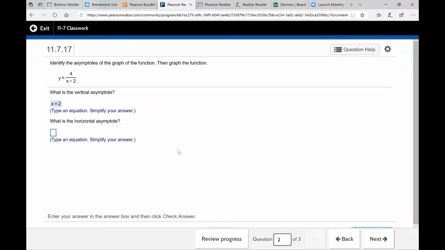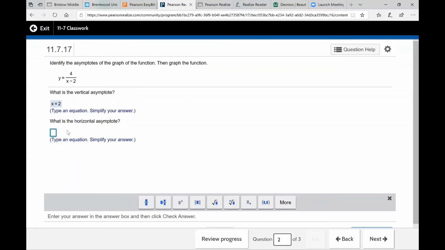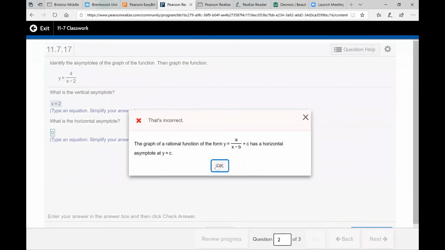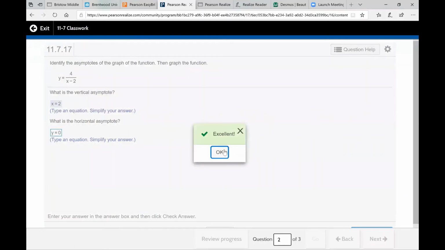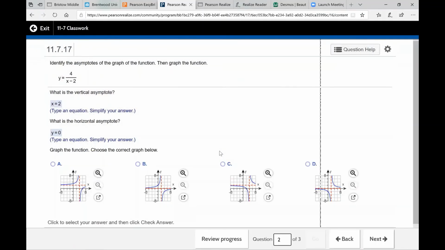My horizontal asymptote, remember, is whatever I'm adding to my fraction. Well, there's nothing there that I'm adding to my fraction. So the number that means I'm not adding anything is 0. And again, I forgot to put, I believe it should be Y equals 0 this time. There we go. And then it's going to ask me to graph the function.